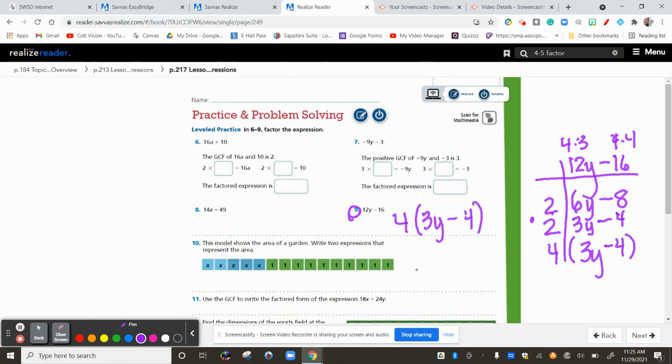So if I would have left it as 2 times 6y minus 8, that is a factored version, but it wouldn't be the greatest common factor. This is the GCF. So there you go. That is number 9.